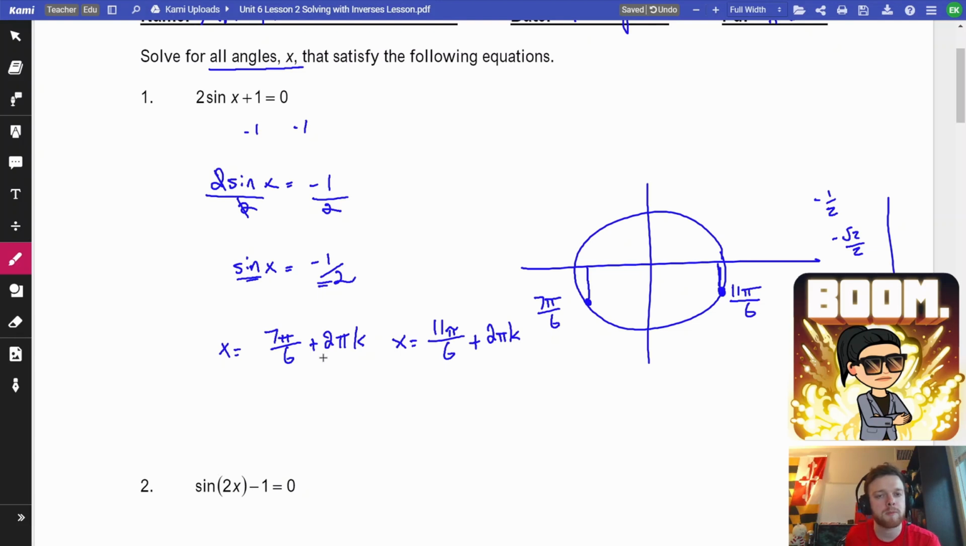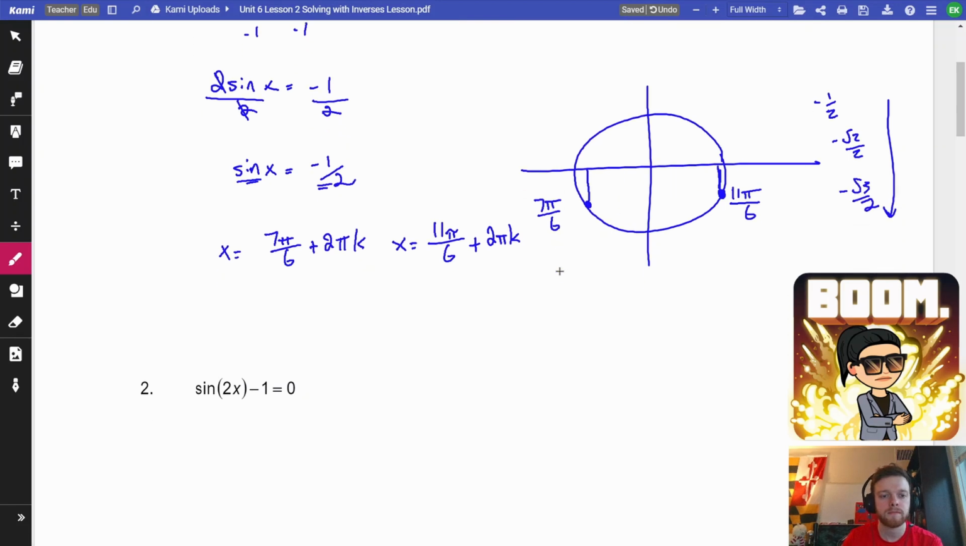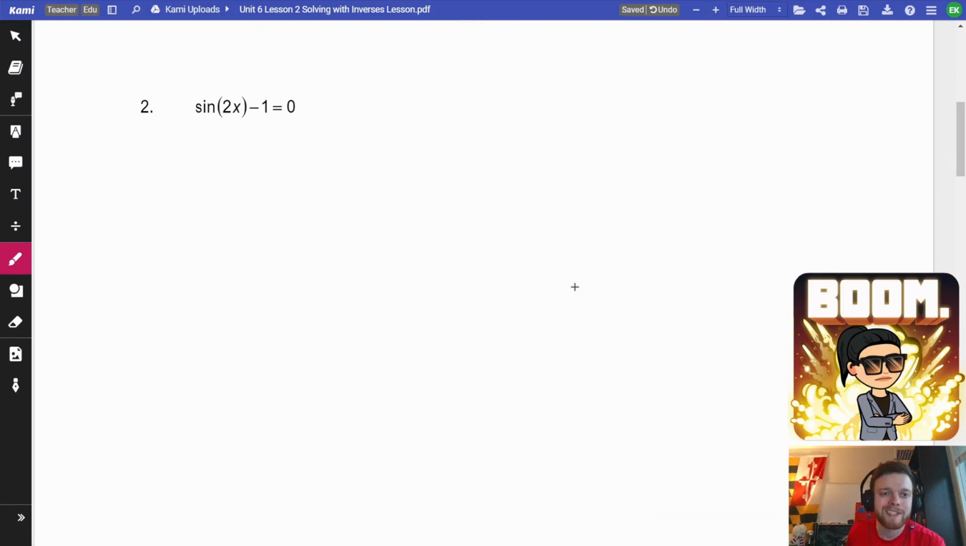We've done problems like these before, especially last unit when we were applying the sine and cosine functions. But we're warming up. We're getting ready for the big punches that are coming later. All right, let's continue. We got sine 2x minus 1 is equal to 0.